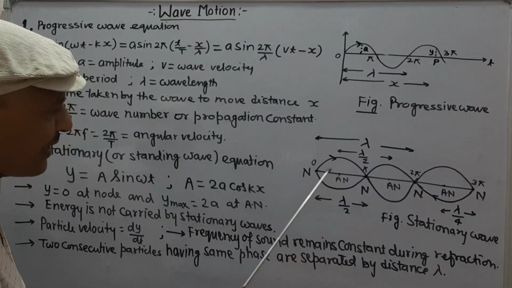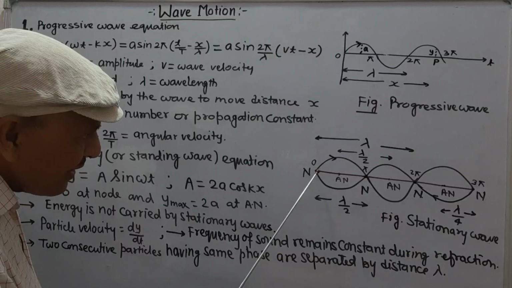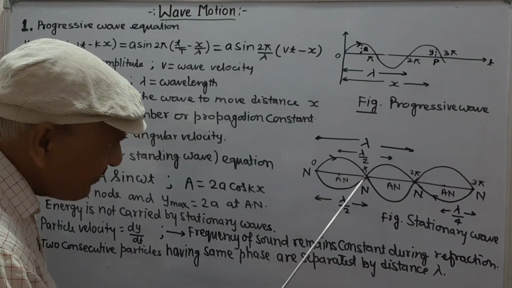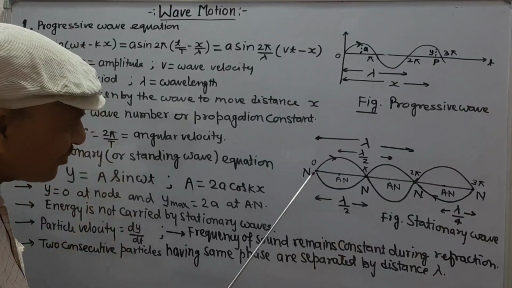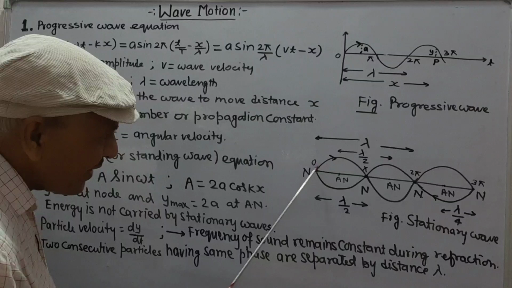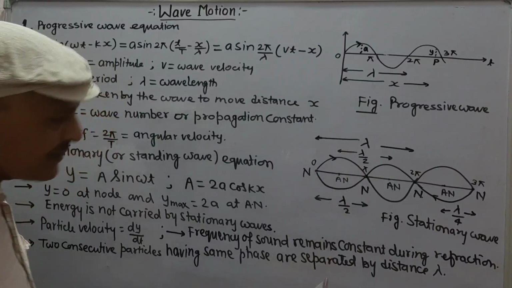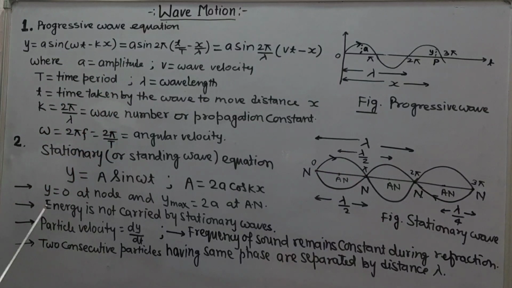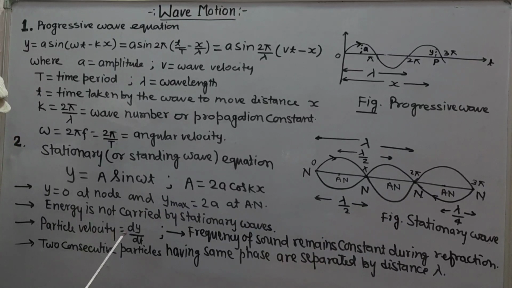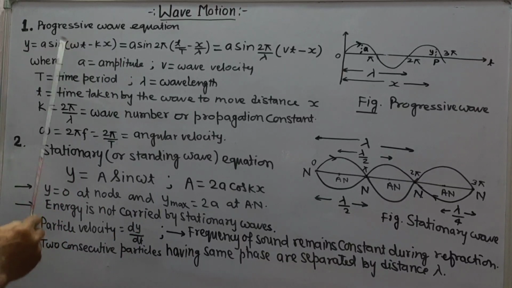In terms of angle, the distance between two nearest nodes will be pi. Distance between two nearest nodes or antinodes in terms of angle will be pi. Next, energy is not carried by a stationary wave. Stationary wave does not carry energy. Next, particle velocity is the time derivative of displacement, dy upon dt.